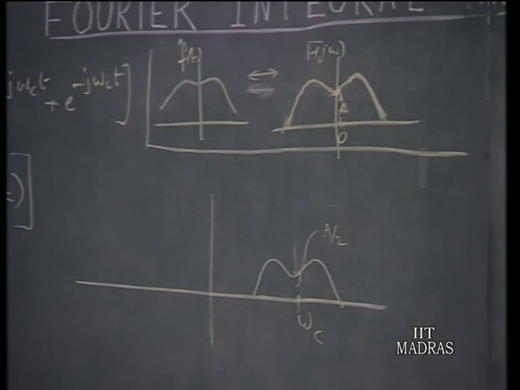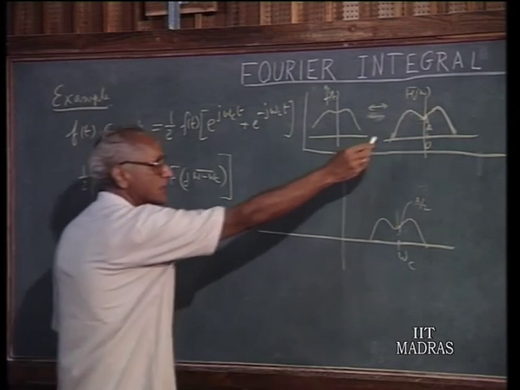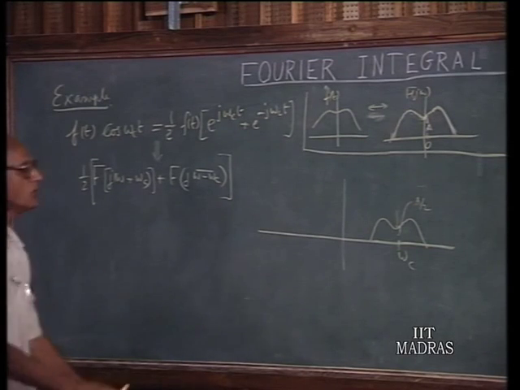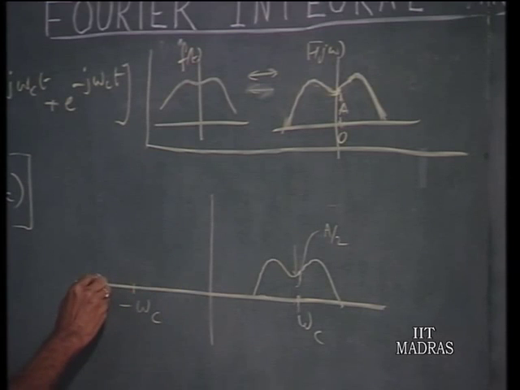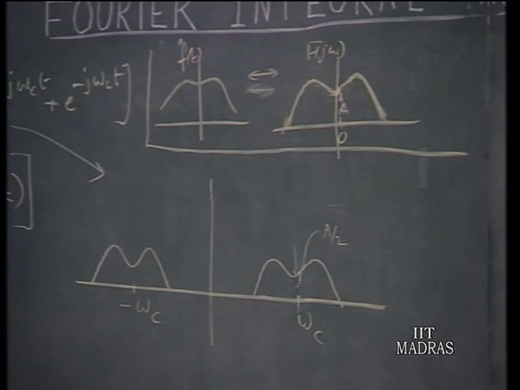Similarly, f of j omega plus omega c is a spectrum which is similar to this, except that it is reduced by a scale factor half and is advanced by an amount equal to omega c. Therefore, it will be centered around minus omega c. So, it will be like this. So, this is the spectrum of this quantity.